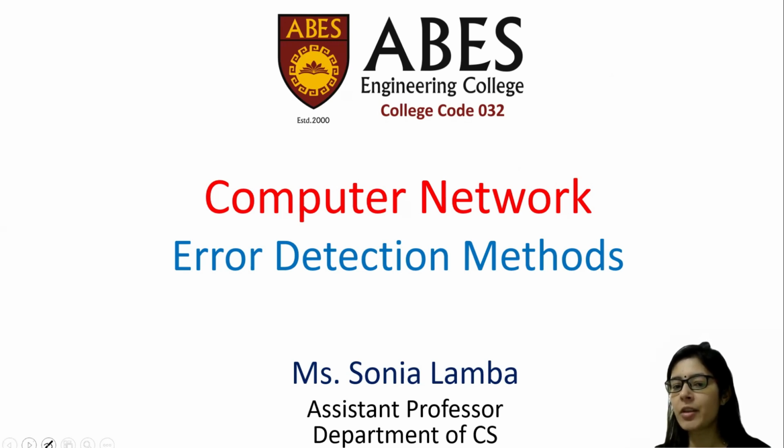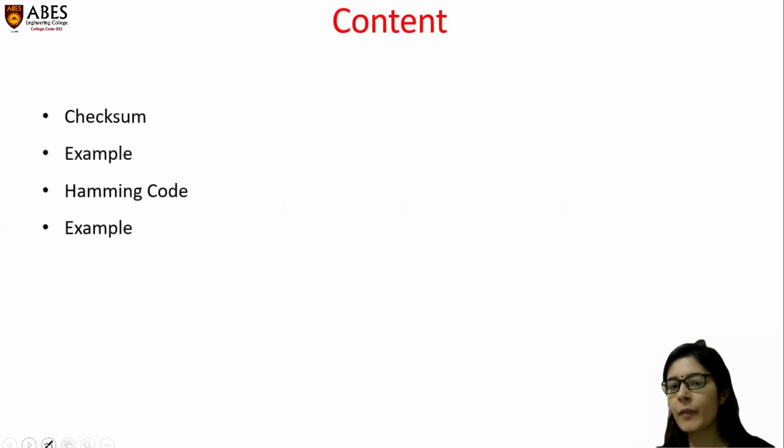I am from ABES Engineering College, and in today's lecture we will discuss the various error detection methods. In the previous lecture we have also discussed some of the methods, and the methods that still remain we will discuss today. So today we will discuss the checksum error detection method and Hamming code, which is both an error detection as well as an error correction method, with one example each.